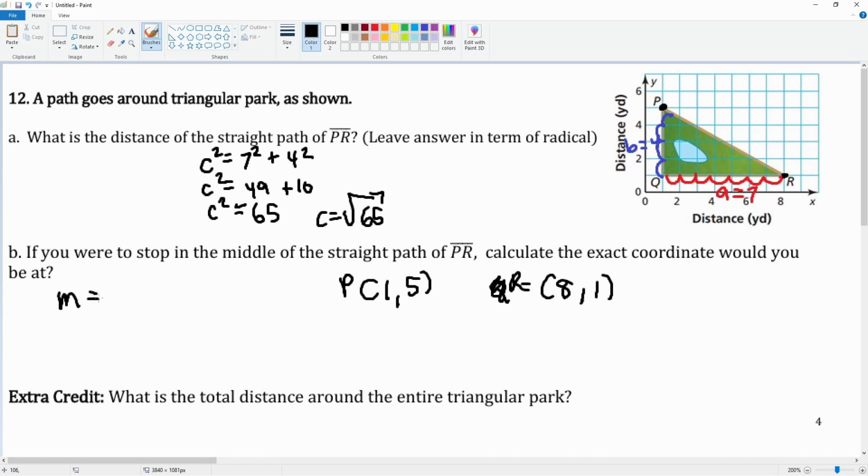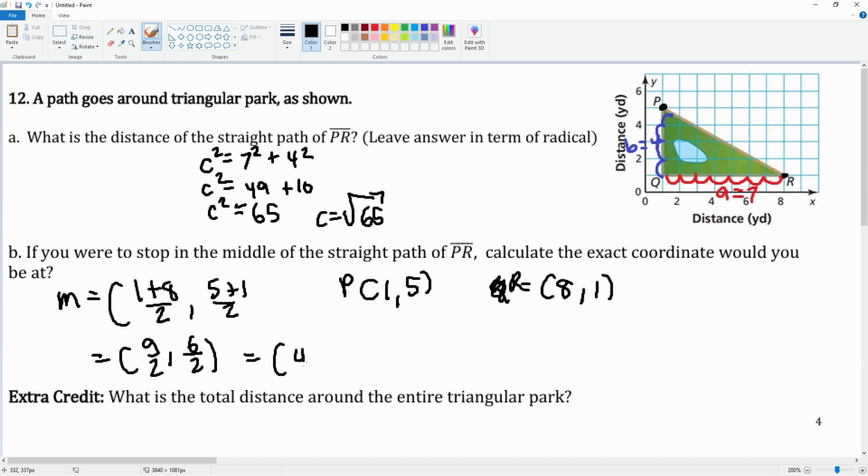So the midpoint would be 1 plus 8 divided by 2, which is 9 over 2, comma, 5 plus 1 divided by 2, which is 6 divided by 2. That can be simplified. 4.5 comma 3 would be the midpoint.